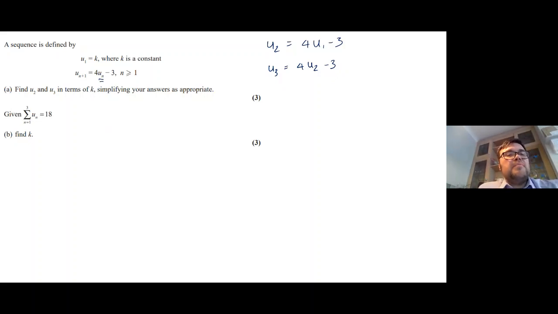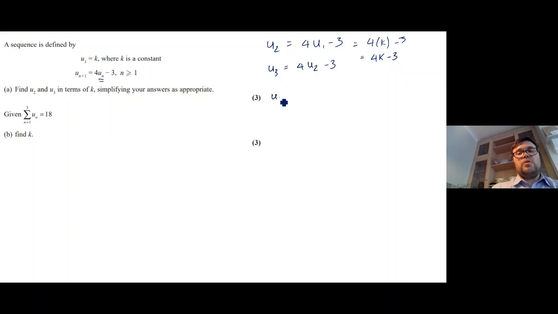With this sequence, you have to know what each of the terms are before you can progress. You have to know what the previous one is, and it might not be arithmetic, and it might not be geometric. It could be something completely different. The question is: find u2 and find u3. Using these formulas, u2 is 4 times u1, which is k, minus 3, which is 4k minus 3.